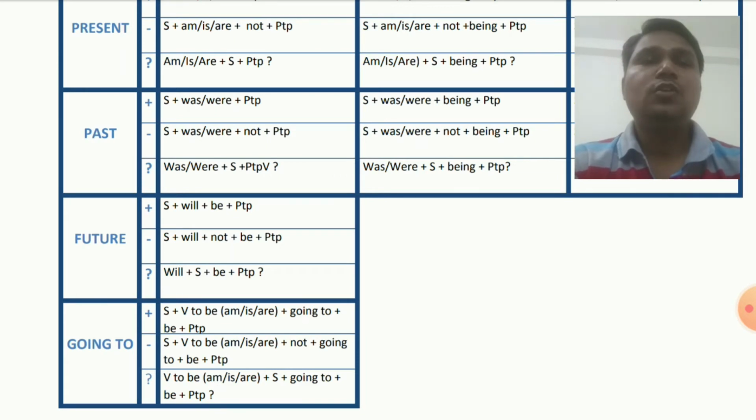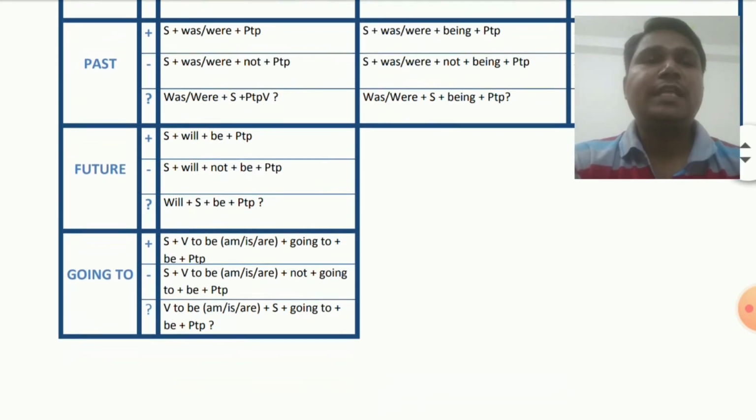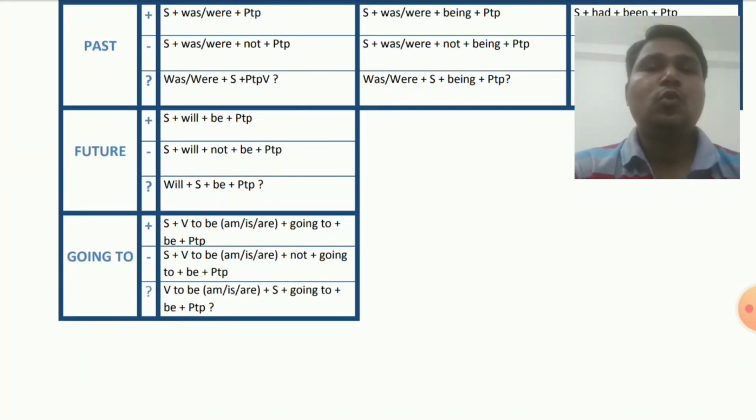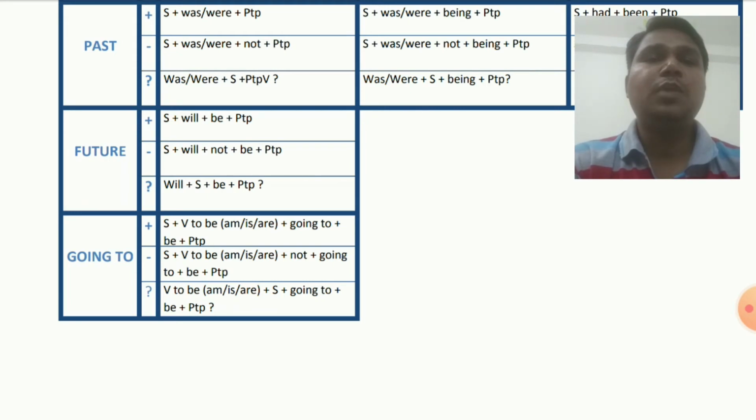In all tenses, to make WH questions, you have to do one thing only, that is, you have to put a WH word before the interrogative sentence. Then it will make the WH question. It's very simple. To make a going to sentence into passive voice, you have to use the format: subject plus verb to be, that is am, is, are, plus going to plus be plus past participle, that is the affirmative sentence.